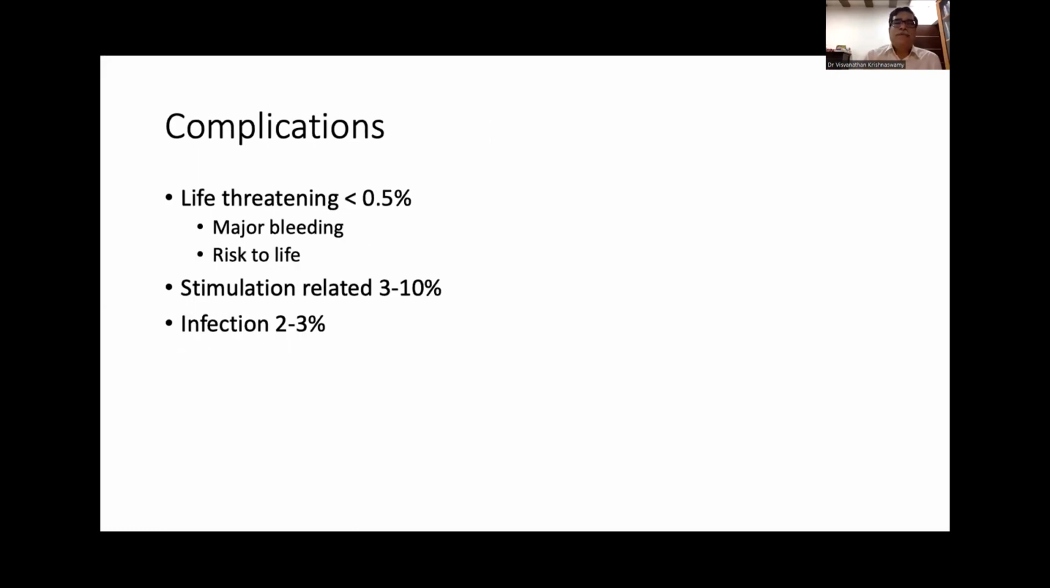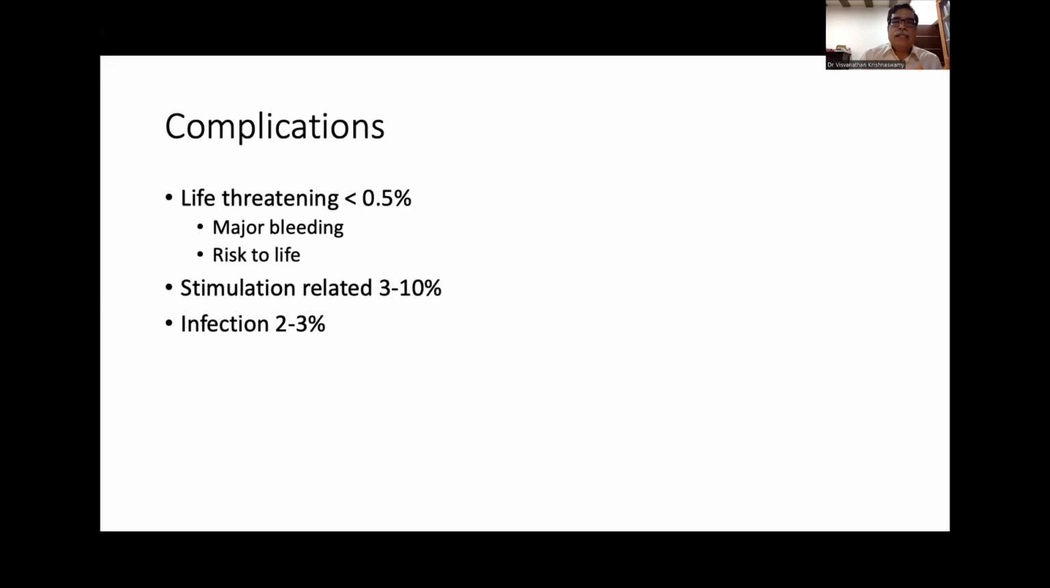How safe is this operation? It is extremely safe. The chance of causing major life-threatening issues like major bleeding, risk to life is in the order of less than 0.5%. The main side effects are stimulation-related side effects. That is usually temporary because we can change either the lead, the electrode, the contact through which the stimulation is going, or some of the other settings.